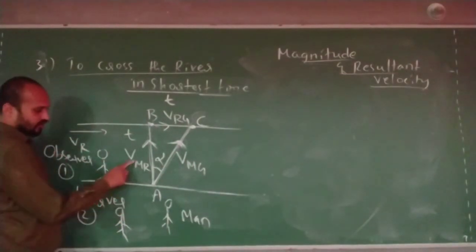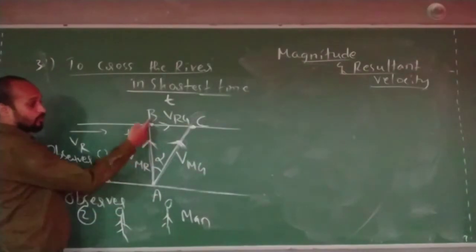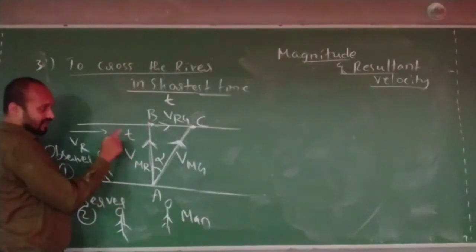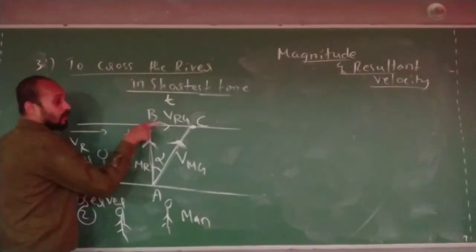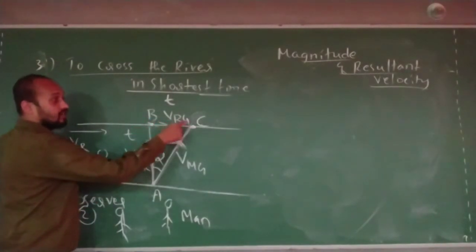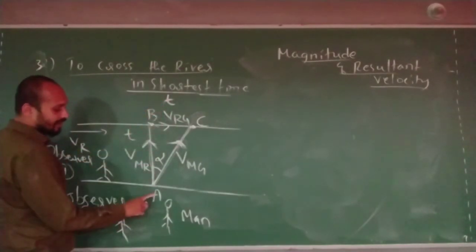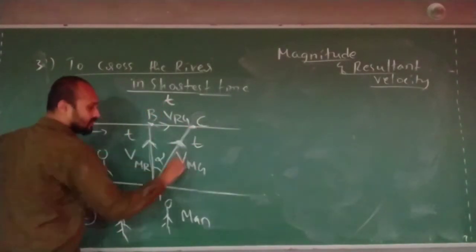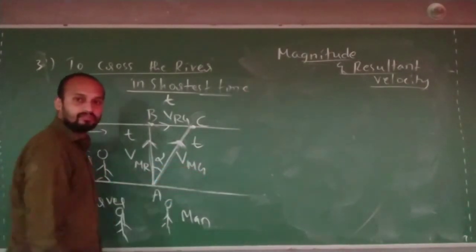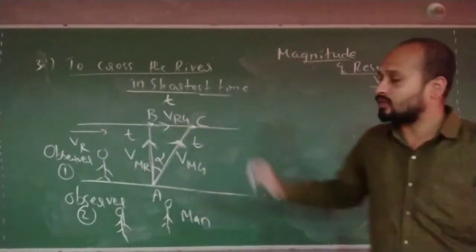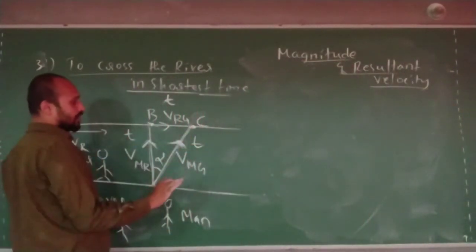Correct? If he goes with Vmr velocity, he will travel from point A to B in the time T. In the same time, if he goes from point B to C with the velocity Vrg, he will reach in the same time T. And from point A to C also he will reach in the same time T if he is going with velocity Vmg. This is a very interesting fact you must know.